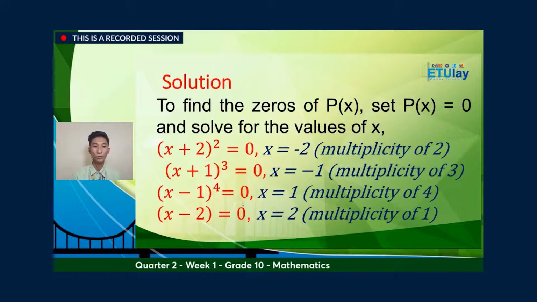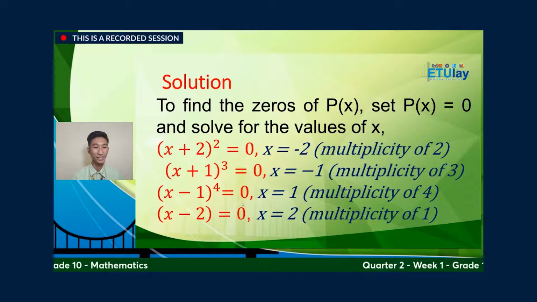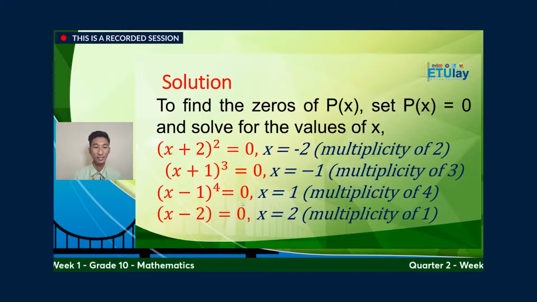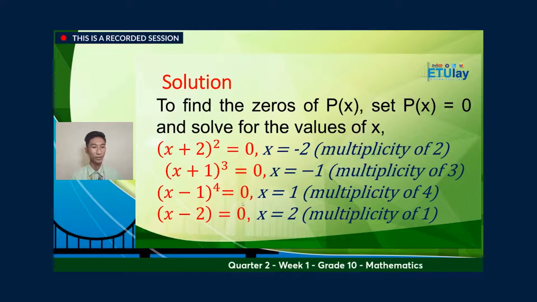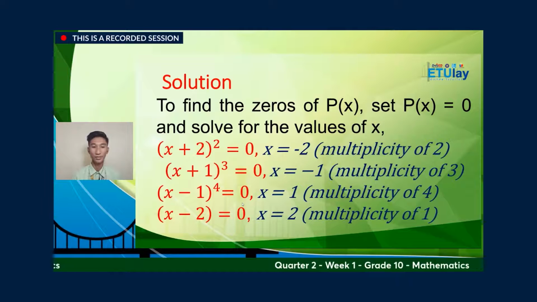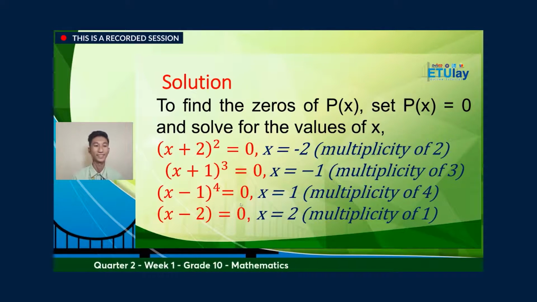X plus 2 quantity squared is equal to 0. The value of x is negative 2, and its multiplicity, that is 2. For x plus 1 quantity cubed equals 0, the value of x is negative 1, and its multiplicity is 3. And for x minus 1 quantity raised to the 4th power is equal to 0, the value of x is equal to 1, and its multiplicity is 4. For x minus 2 is equal to 0, the value of x is 2, and its multiplicity is only 1.